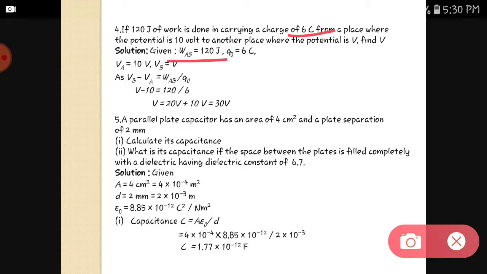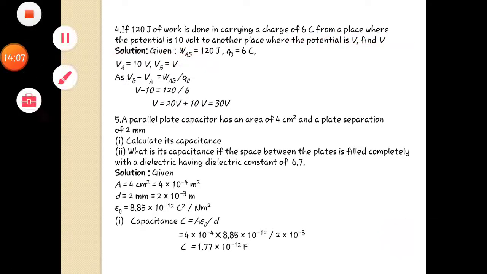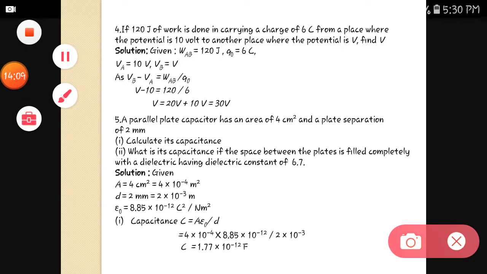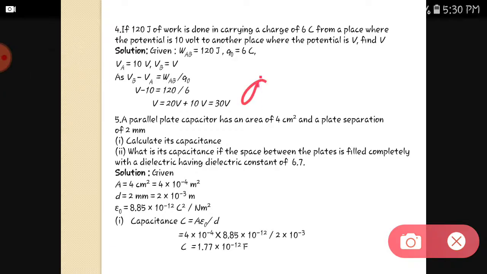Then a place where potential V is 10 volt, and another potential where it has to move, that we are going to find out. I will explain this example. I think you all didn't get this one. Okay, so this is charge Q0, which is having value 6 coulomb, so this Q is at the potential. This is having potential 10 volt.